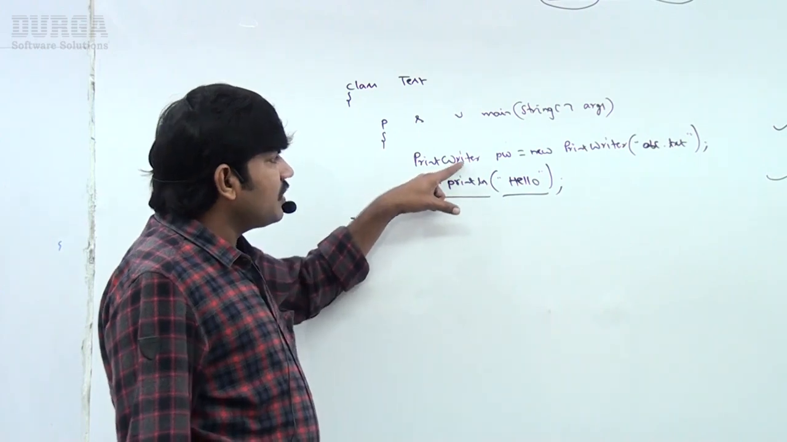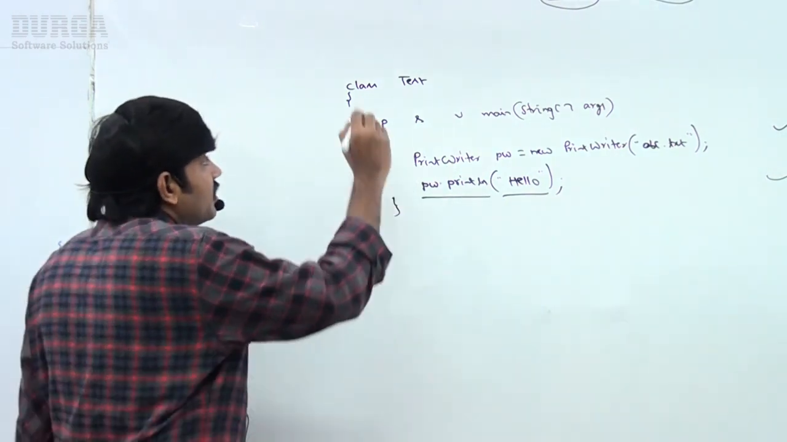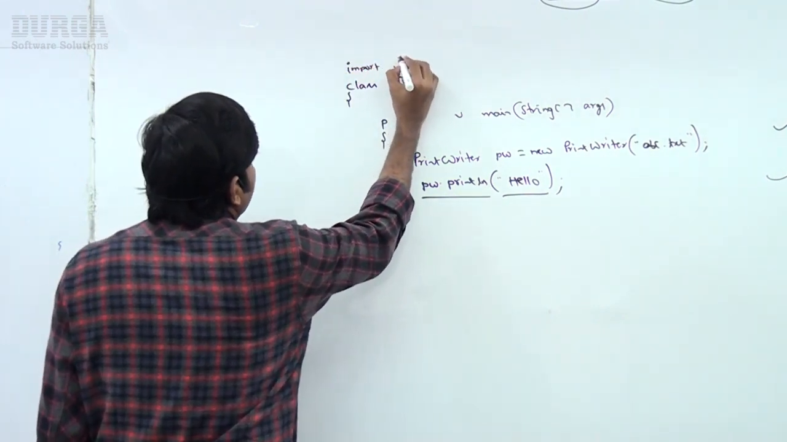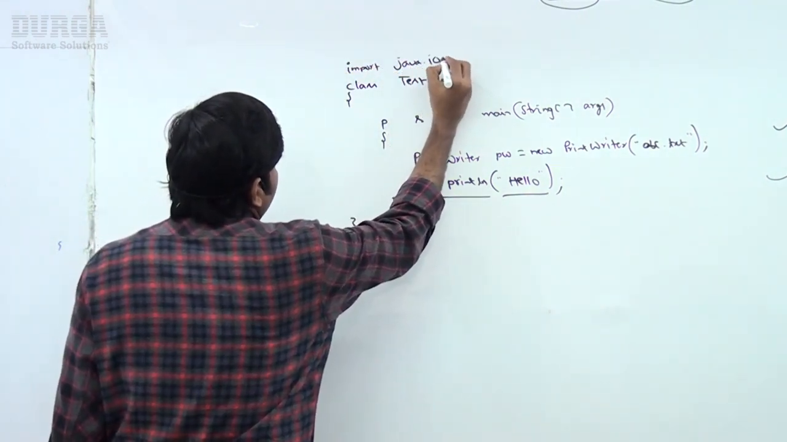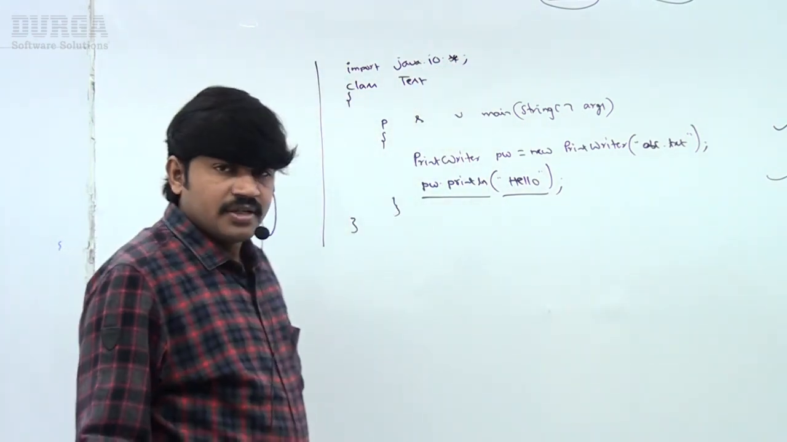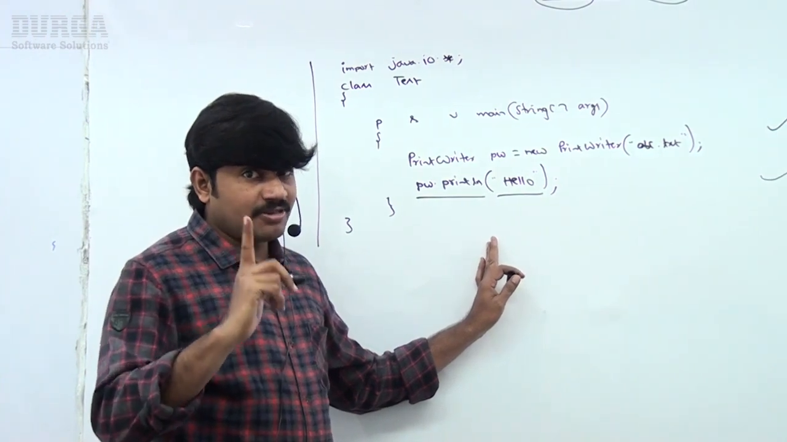Now PrintWriter is present inside the java.io package. Are you getting, right? That's why I'm also taking import java.io.*. Observe carefully sir, a small program I wrote. Now take a bit very special care.